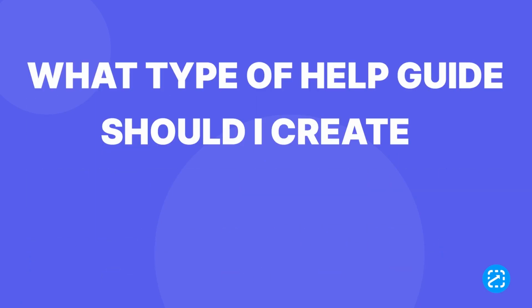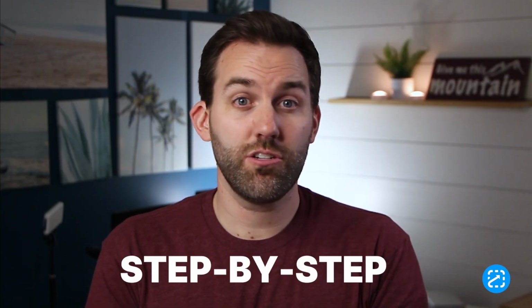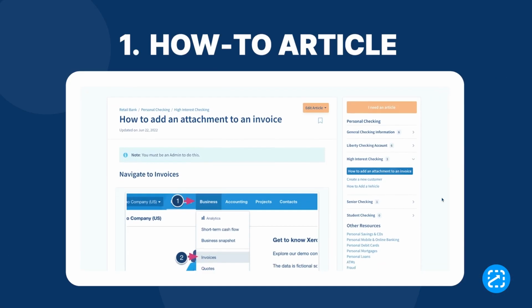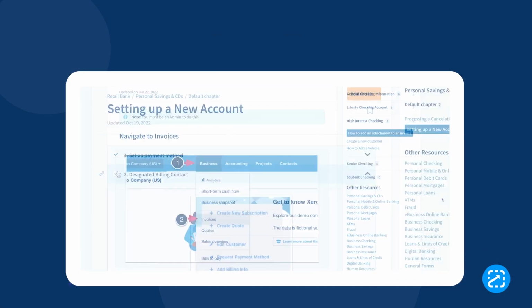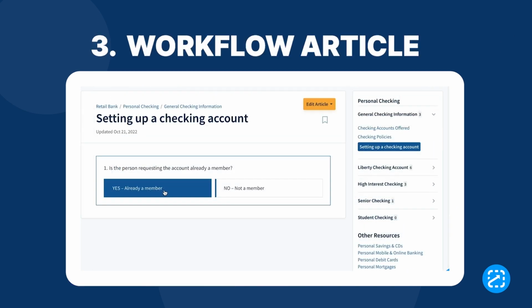And if you're in charge of writing job aids, digital guides, or other documentation for your business, you've probably encountered this question. What type of help guide should I create for fill in the blank procedure? When it comes to documenting your company's step-by-step procedures for your end users, you really have three primary options: a how-to article, a checklist article, or a workflow article.